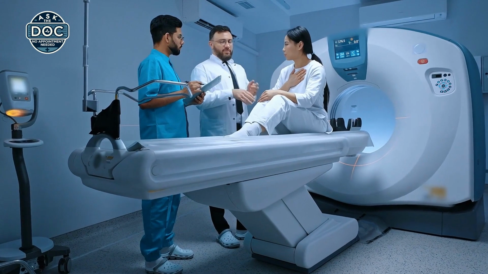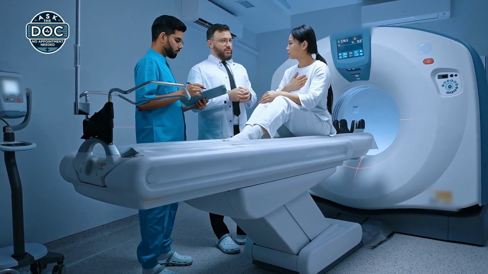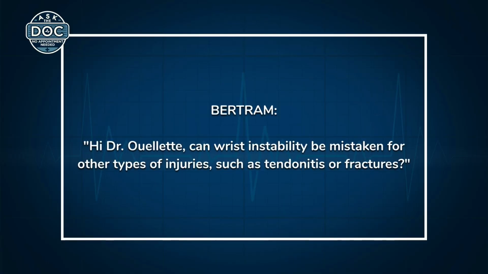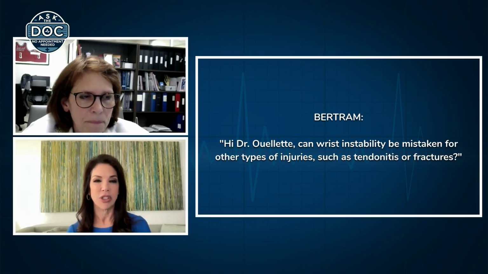Okay, let me get this question in as well, doctor. It's from Bertram, since we still have a minute. We try to get to as many as possible. Can wrist instability be mistaken for other types of injuries such as tendonitis or fracture? Got about a minute left, doctor.